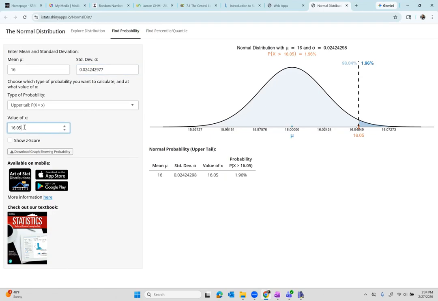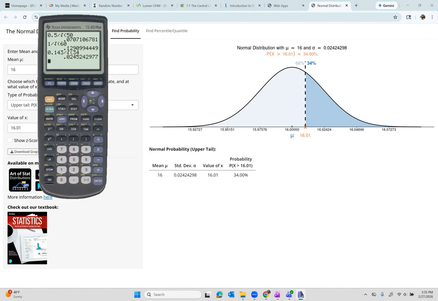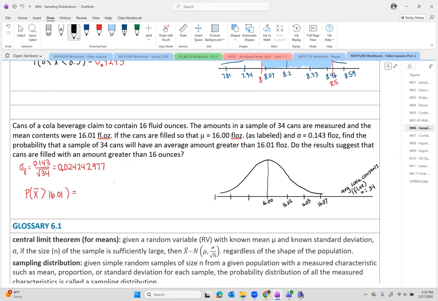What's the probability we are greater than 16.01? And now the probability is 34%, rounded to the nearest hundredth of a percent. So 0.34 is the probability, the correct probability this time, or 34%. And the question is, is this unusual? The answer is, it is not unusual, because 34% is not unusual to come out of a population.